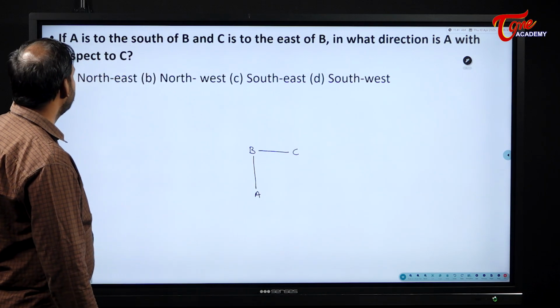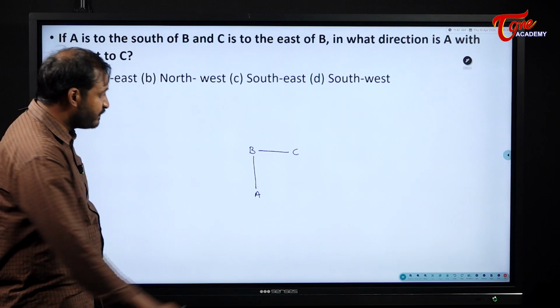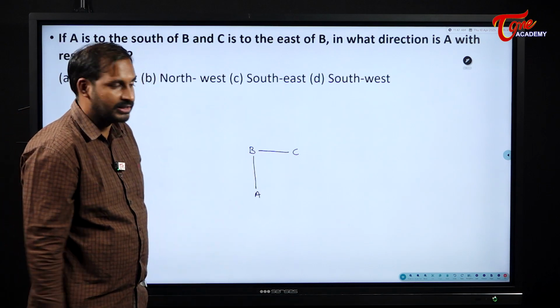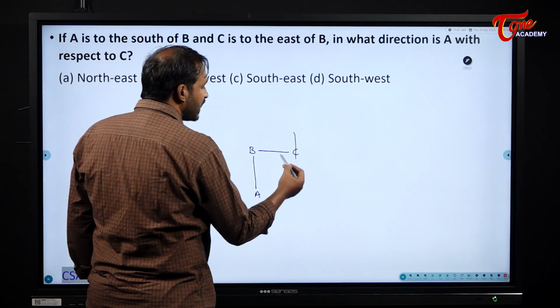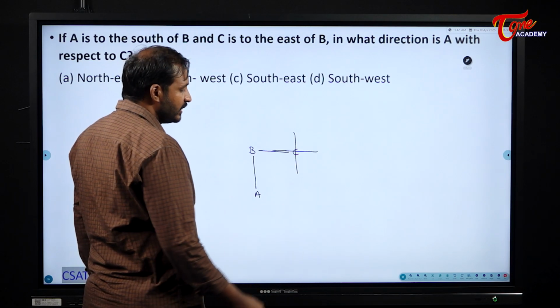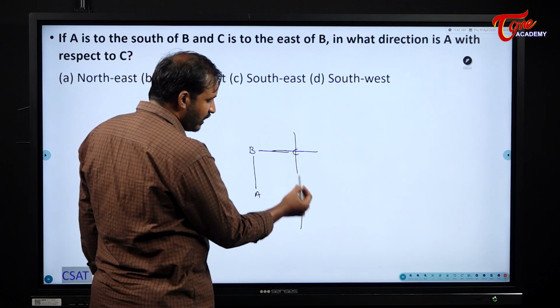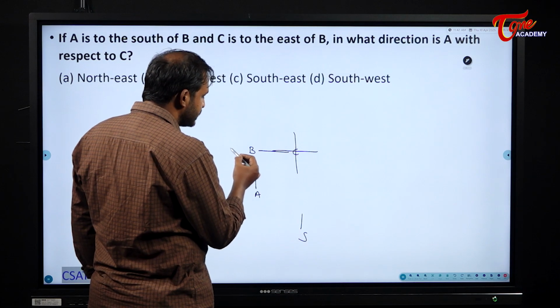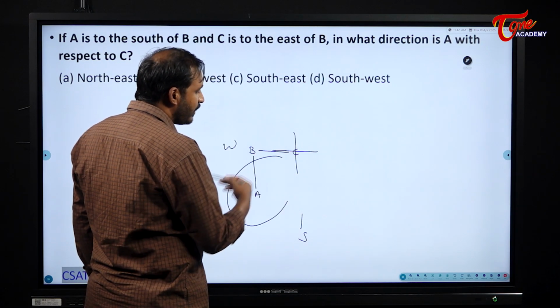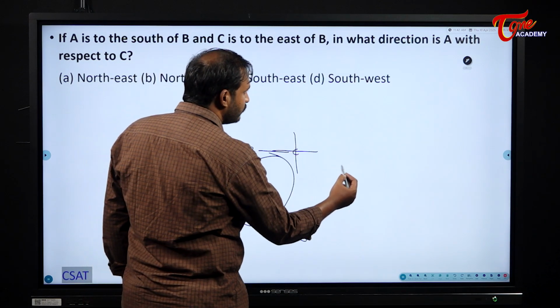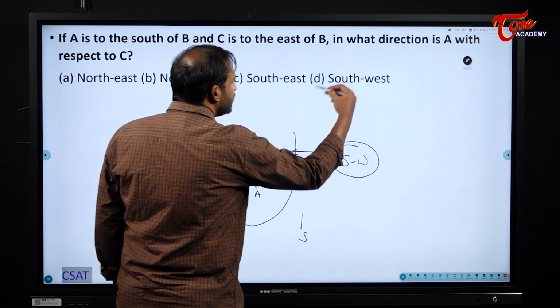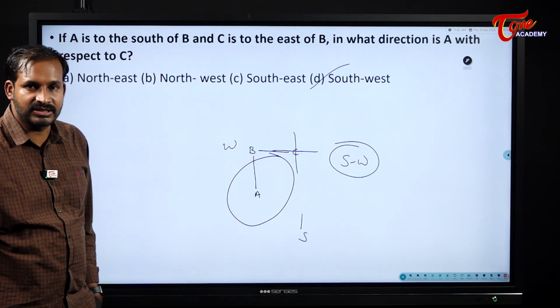In which direction is A with respect to C? With respect to C, I need to tell the position of A. So what will I do? I will draw a cross mark at the position of C. Is it in this straight line? No. This is what? South. Is this in this straight line? No. This is what? West. This middle part will fall under what? Southwest. So our answer here is southwest.